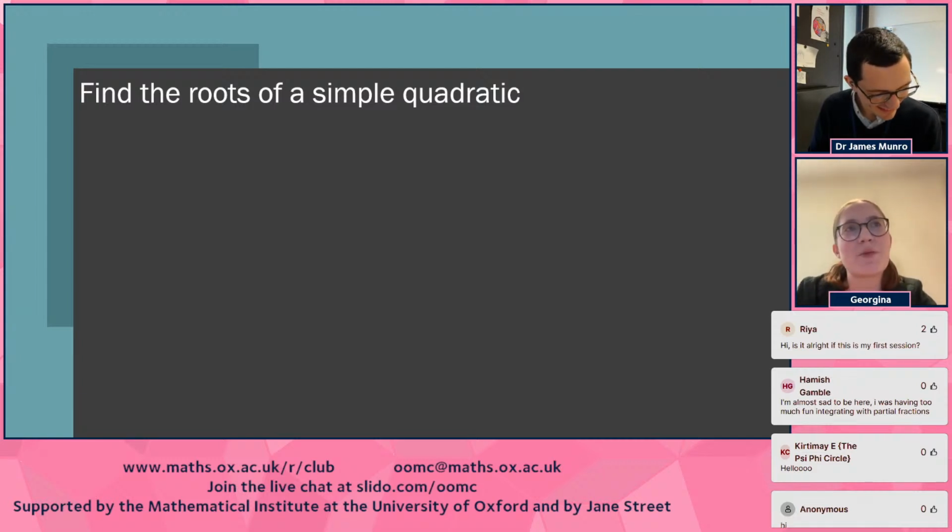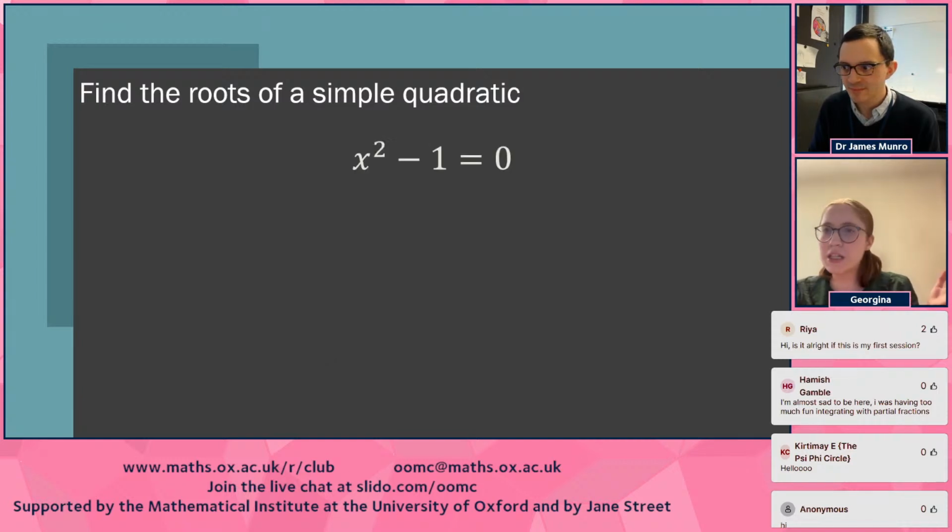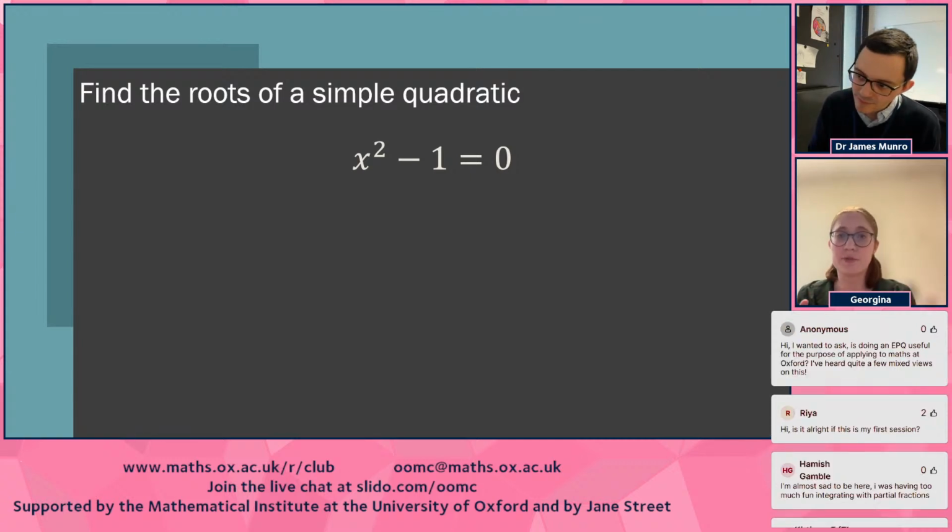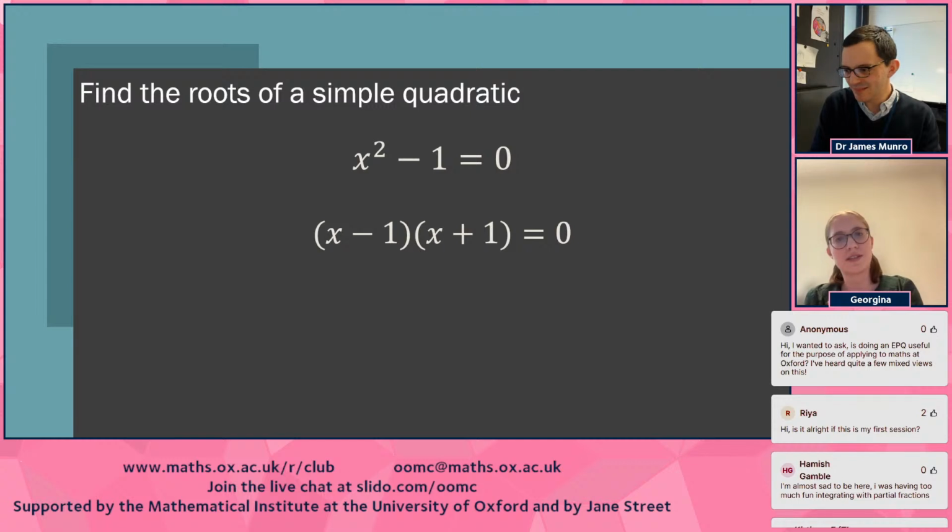So the first thing we wanted to do is just to get some basic context, make sure we're all on the same page. Let's look at the roots of a simple quadratic. So if we look at x squared minus 1, and we want to find the roots, so we're going to solve equal to 0, we can solve this very easily. We can just take a difference of squares, and then we can solve this to get x equals 1 and x equals -1. Hopefully everyone is comfortable with this. This should be stuff you've seen. Yeah?